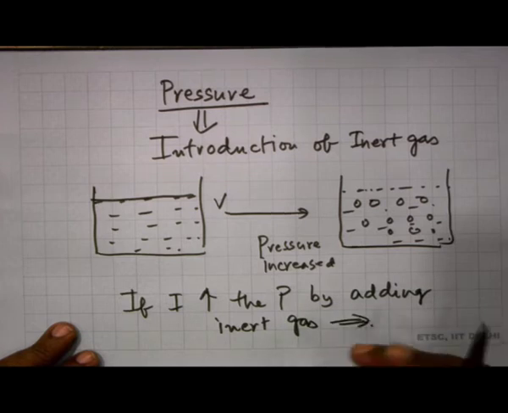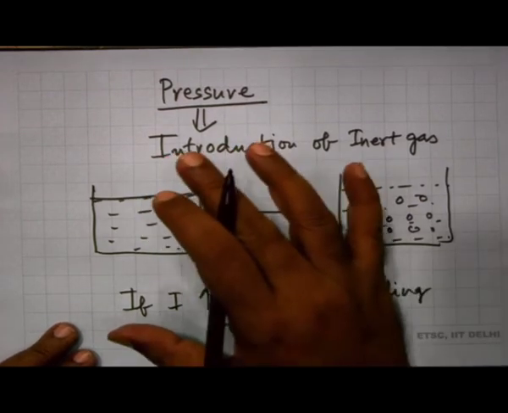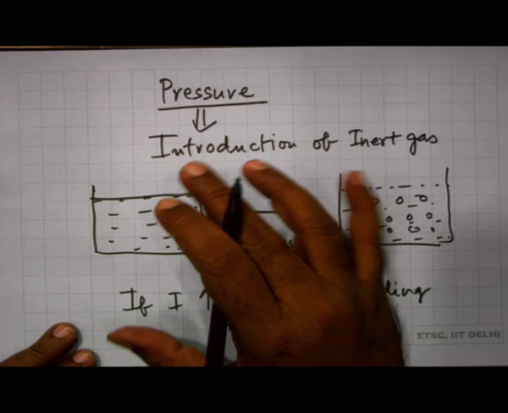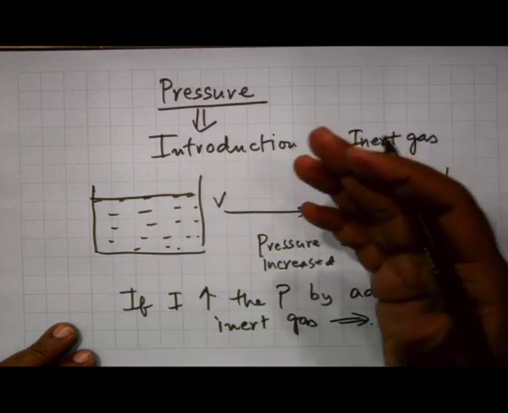What should happen? Okay. So initially what we showed is, if I change the pressure by changing the volume, it will depend on which kind of reaction we are talking about. If delta n is positive, we saw that if I increase the pressure, the reaction will go in the reverse direction. If I decrease the pressure, the reaction will go in the forward direction. If delta n is negative, then just the reverse is the case.